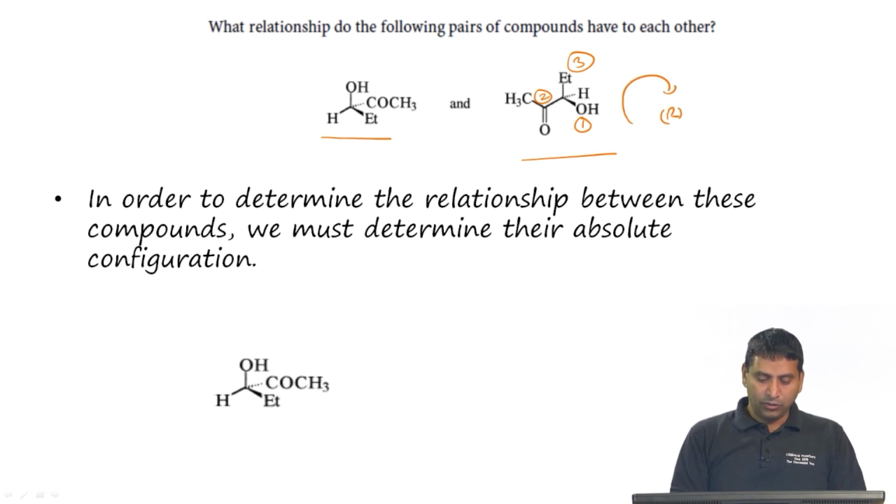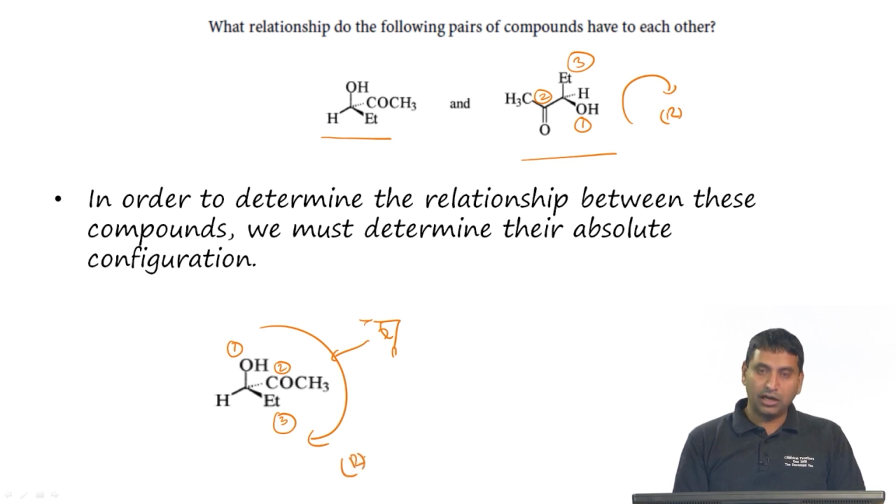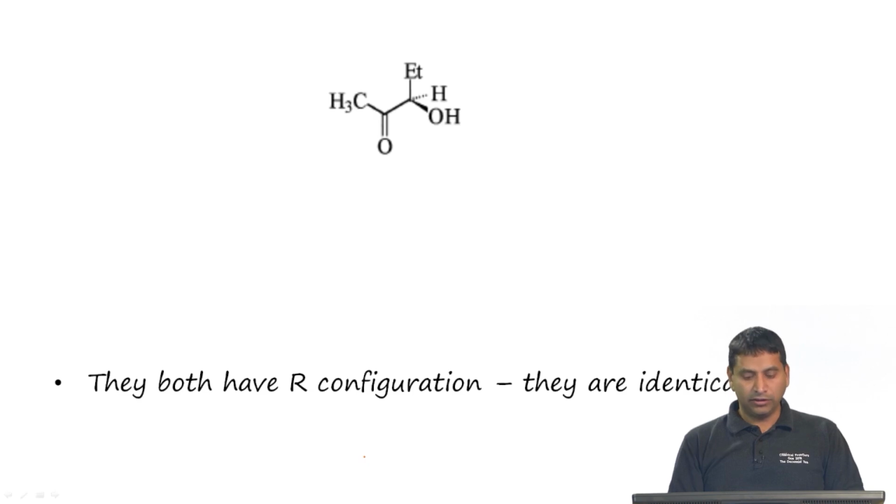Okay. So, priority for this molecule similarly, we can assign it based on OH is 1, COCH3 is 2, ethyl is 3, and so we need to look at it from here. If you look at it from here, 1, 2, 3 clockwise. So, this would also be R. Okay. So, these two molecules are identical, they both have R configuration.